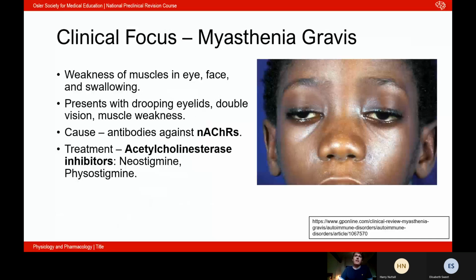Okay, so thinking about an example of how we understand the importance of the neuromuscular membrane. Myasthenia gravis is an example of a disease that beautifully shows the significance of a process with a very definitive cause, a very definitive mechanism, and a very intuitive treatment. So it's a really good one to consider.